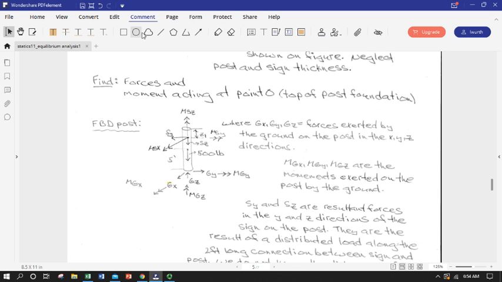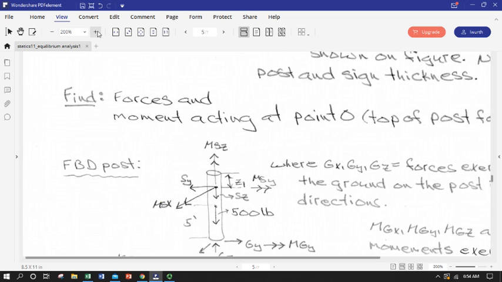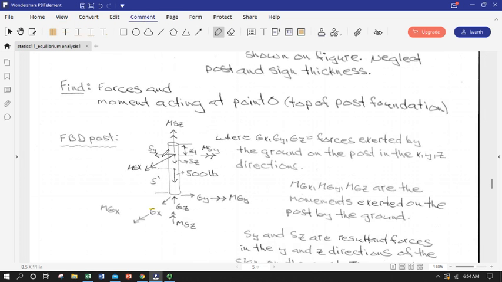So let's take a look at what would happen if we kind of did the opposite. So here's an FBD of, I'm going to bump up our magnification a little bit here, our view, so we can see this a little better. So here's an FBD of just the post.